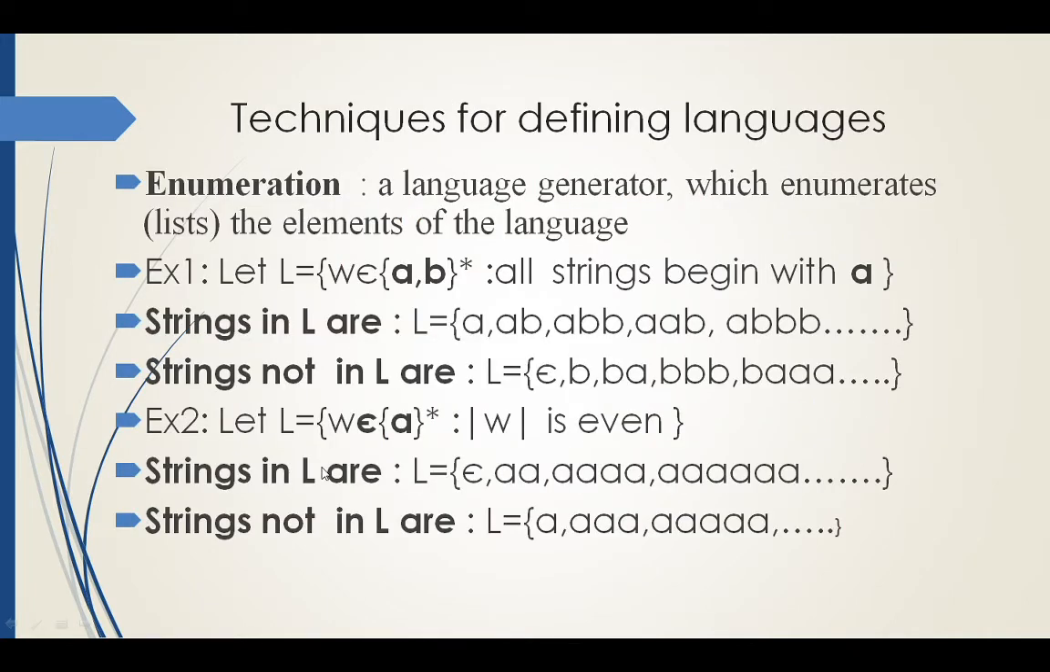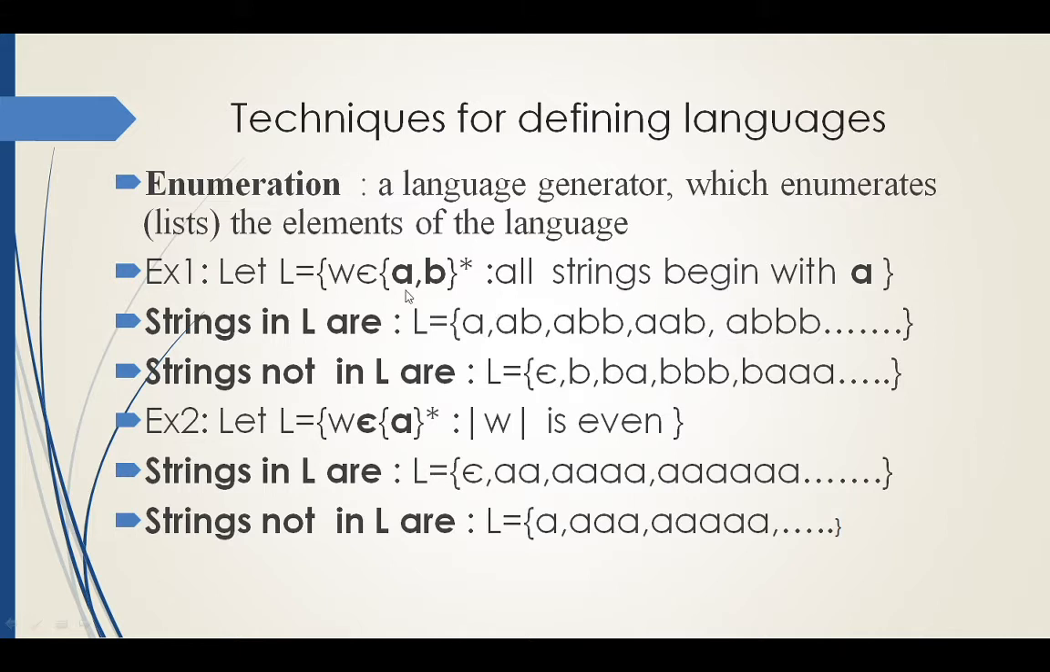Next, techniques for defining the language. There are two techniques to define a language. The first technique is enumeration, also called a language generator. There are two types: language generator and language recognizer. The language generator enumerates the elements of the language, or lists the elements of the language. It tells us which elements should be there in the language.